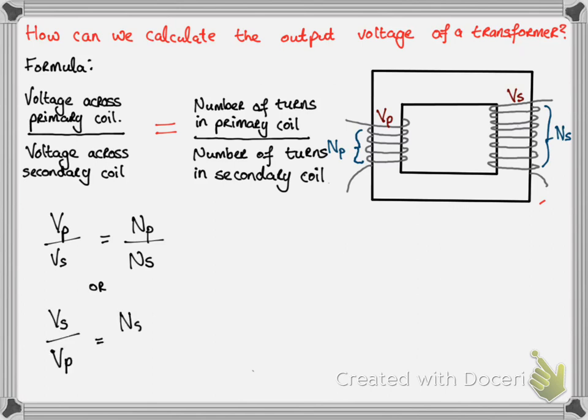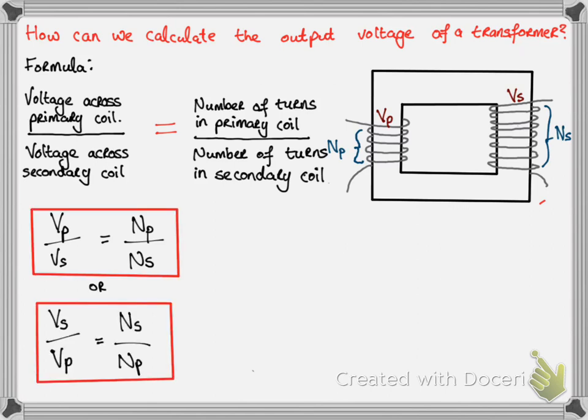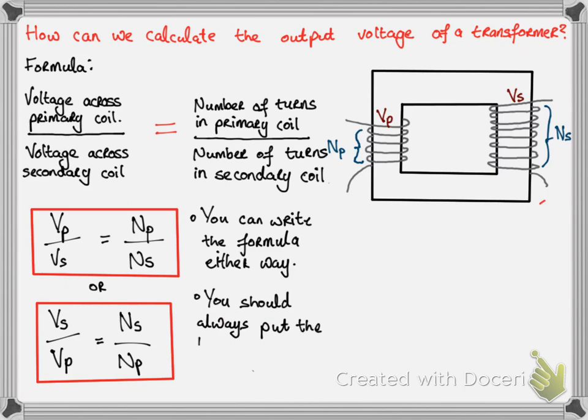Or it can also be rearranged as Vs divided by Vp equals Ns divided by Np. These formulas are used interchangeably and they are both the same. So you can write the formula either way. However, you should always put the thing you are trying to figure out on the top. So if we're trying to find Vp, we'd use the first formula. If we're trying to find Vs, the second formula, and so on.